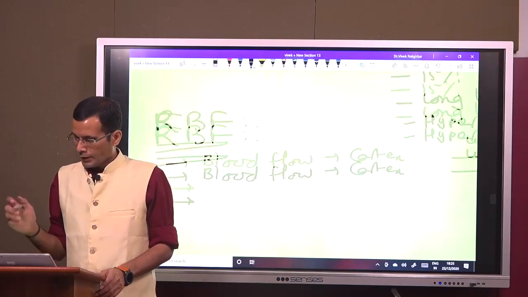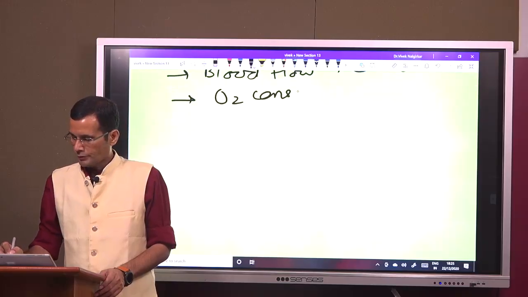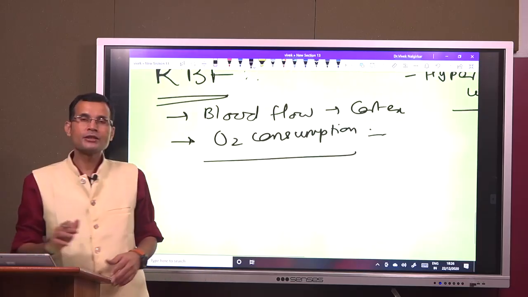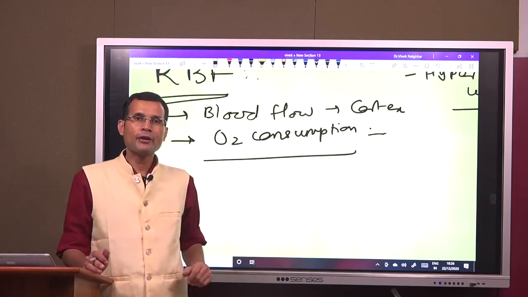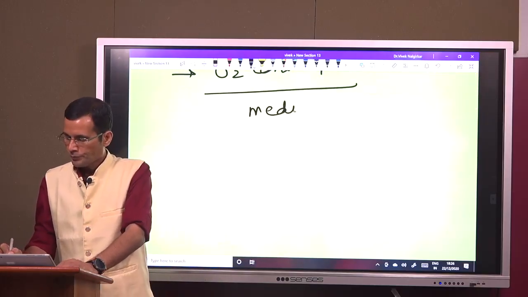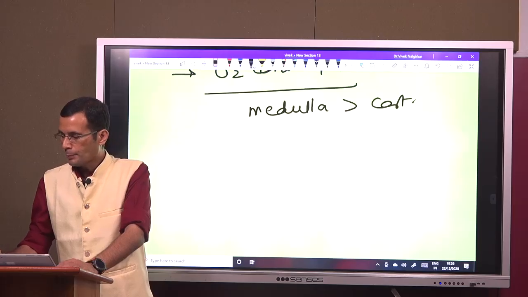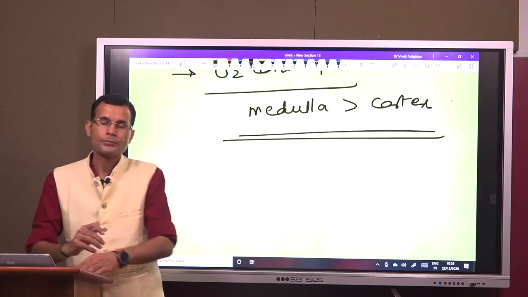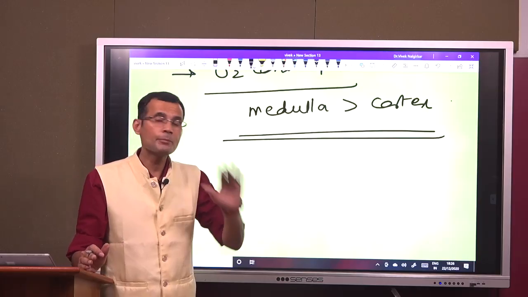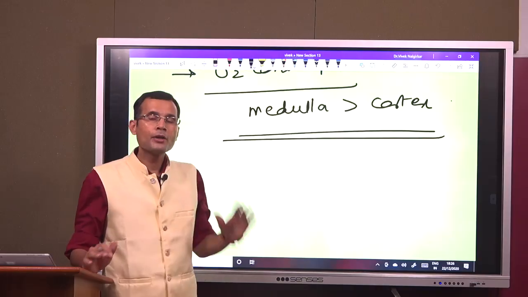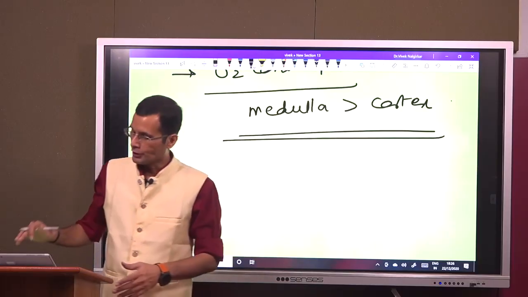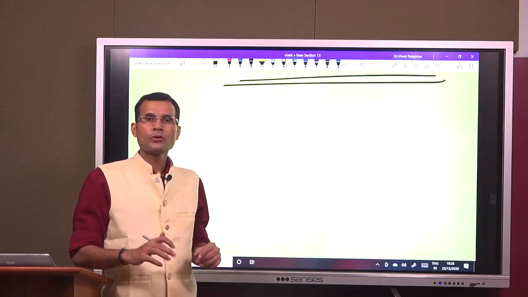But oxygen consumption, if you were to compare the oxygen consumption of cortex and medulla, what do you find? Oxygen consumption is slightly greater in the medulla as compared to the cortex. Not a big difference, but some difference is there, and consumption of oxygen in the medulla is greater as compared to cortex. The question is, why is that?